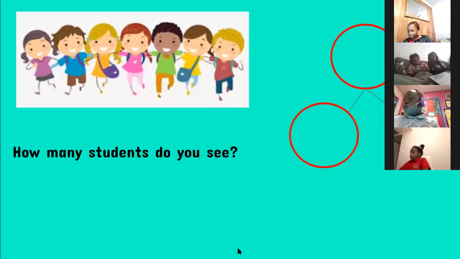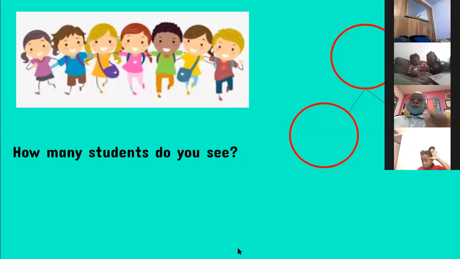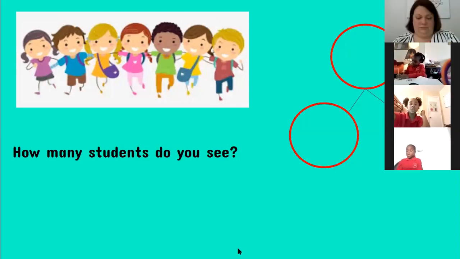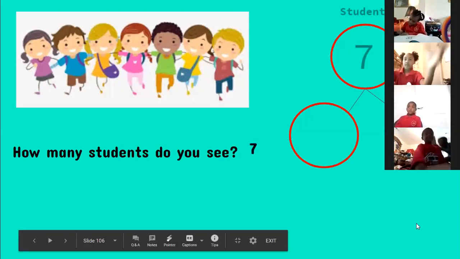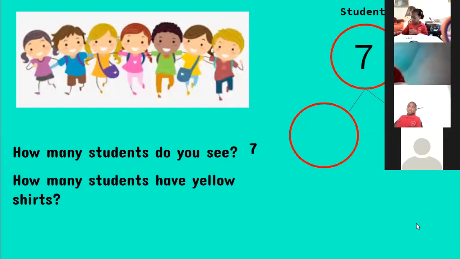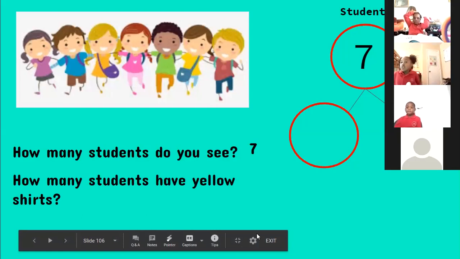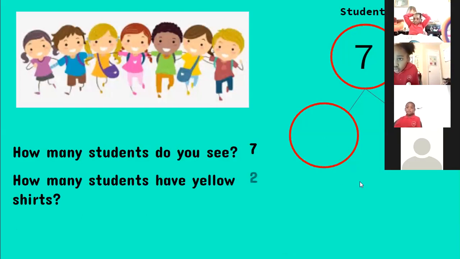Tryson, how many students do you see? 7. You see 7 students. Perfect. How many students have on a yellow shirt? Let me see. I got my sticks out and I don't know who I'm gonna pick. Jason, how many students have a yellow shirt on? Two. Perfect, Jason. Two students have on a yellow shirt.